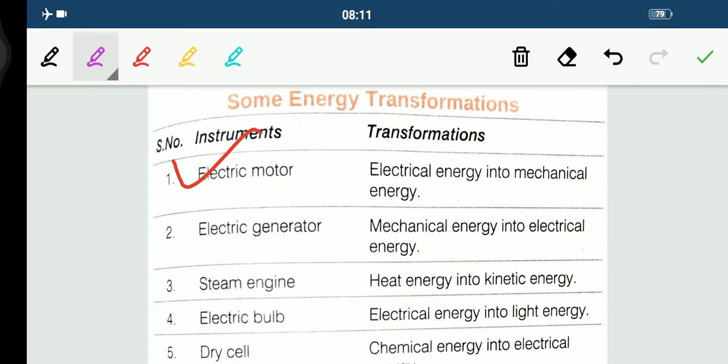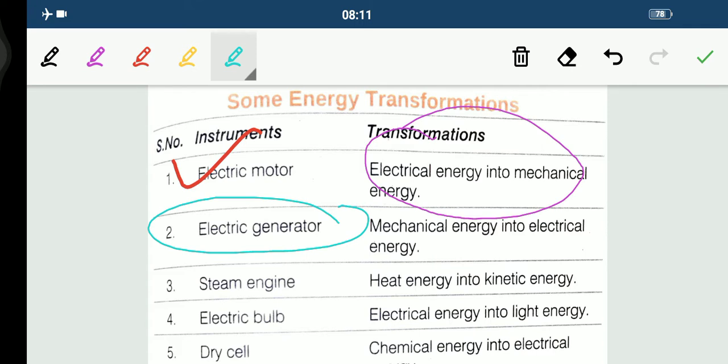I think you all know what happens, children. In an electric motor, we plug the switch into the electric board and switch it on. Now what happens? The electrical energy gets changed into mechanical energy. Now what is mechanical energy? It could be in any form, like potential form or kinetic form, right?